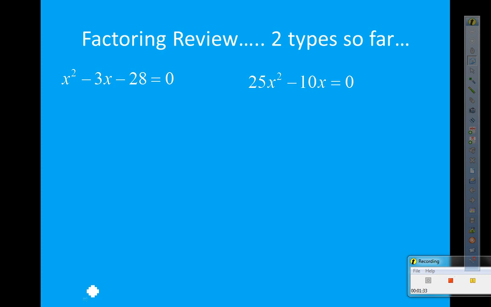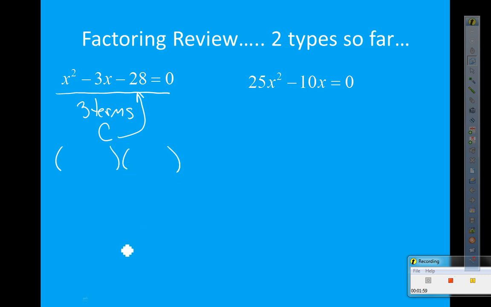Here's what we've done so far. The 2 types of factoring. This is the very first kind of factoring that I did with you last time. Notice that there's 3 terms, and notice this one has a C value right there. Remember, to factor that, we do this.